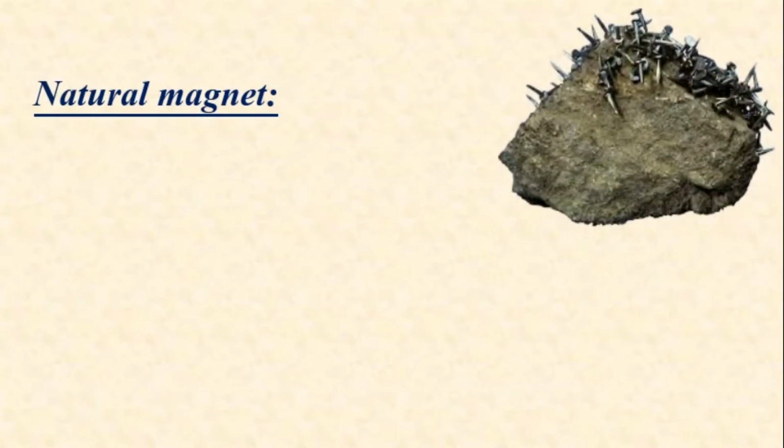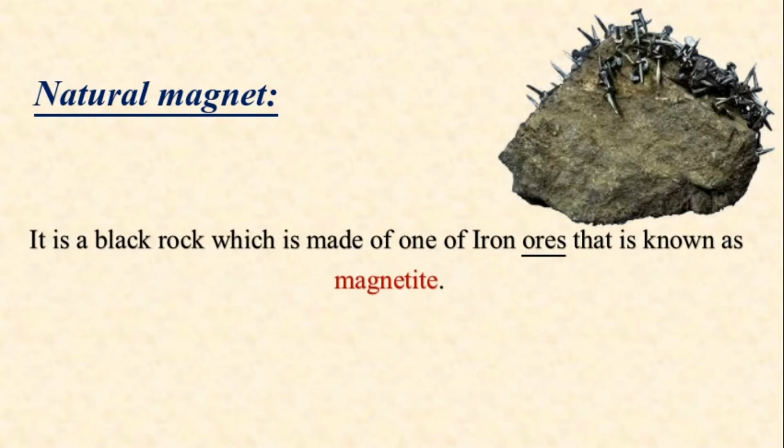Well, what is meant by natural magnet? Look at this picture in front of you. If I want to describe this picture, it's what? It's a black rock, right? And this black rock has the ability to attract all iron nails. So, a natural magnet is a black rock which is made of one of the iron ores that is known as magnetite.